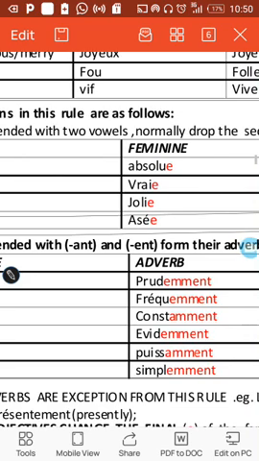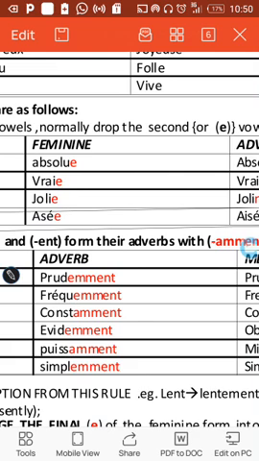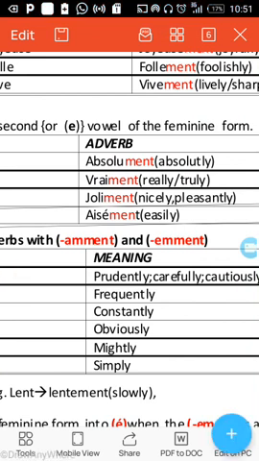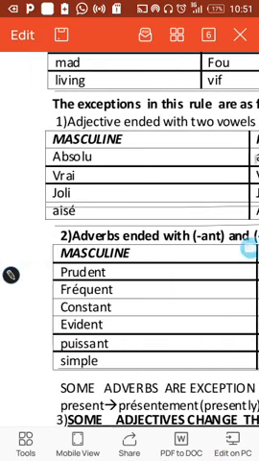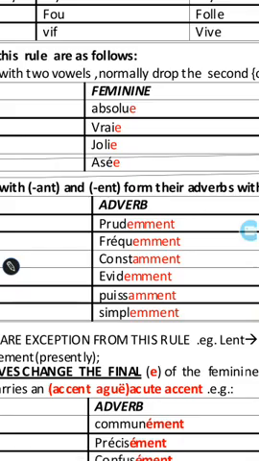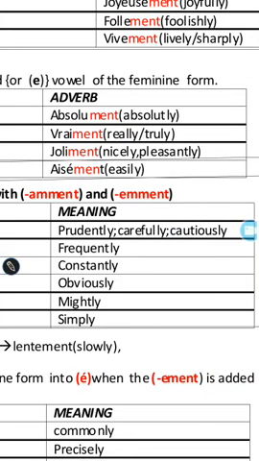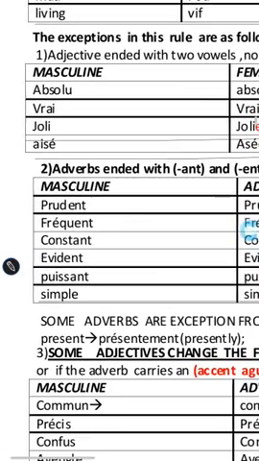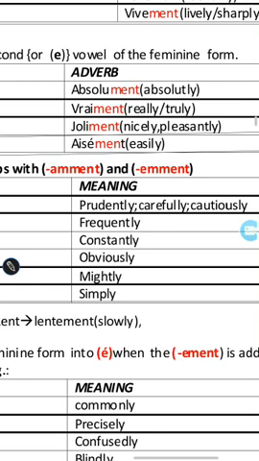These are the examples. The adjectives are prudent, fréquent, constant, évident, puissant, simple. You need to copy them. So the adverbs now, we have prudemment, fréquemment, constamment, puissamment, évidemment, simplement. That's the adverb and the meaning: prudently, frequently, constantly, obviously, mightily, simply. That is it. So you need to copy them and be learning them.